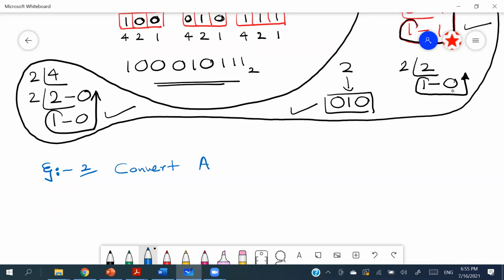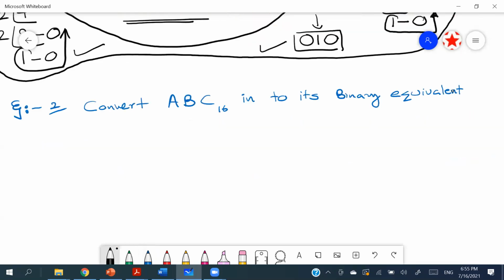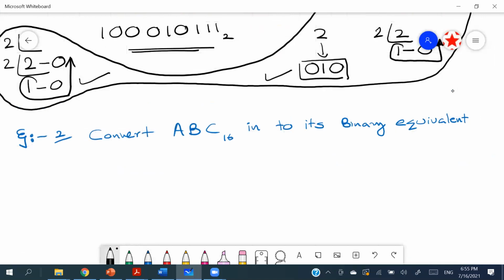Convert ABC in hexadecimal into its binary equivalent, right? So we know what to do. We take A, B, and C and we write each in 4 bits.